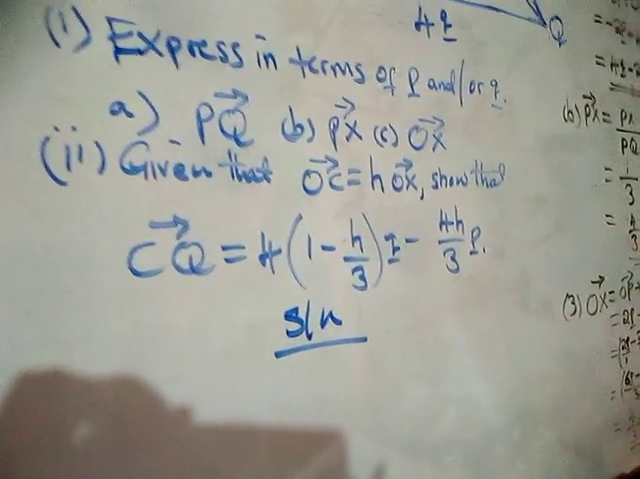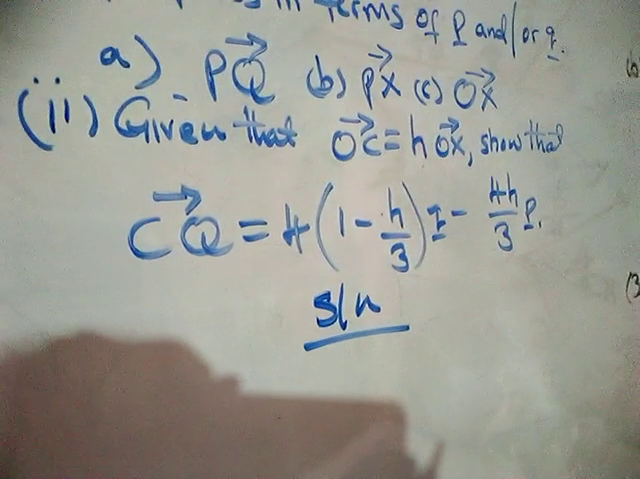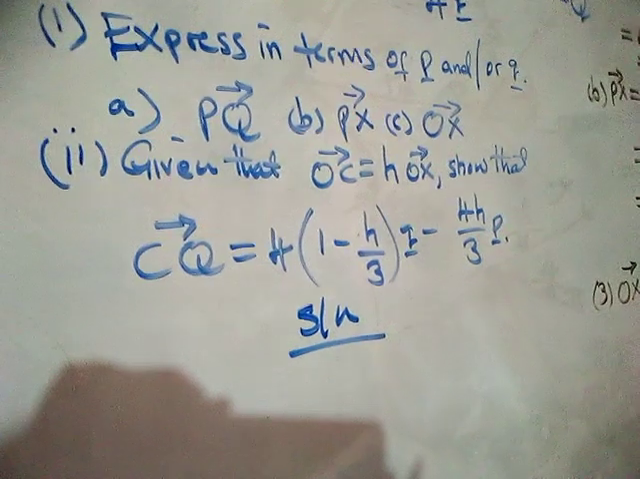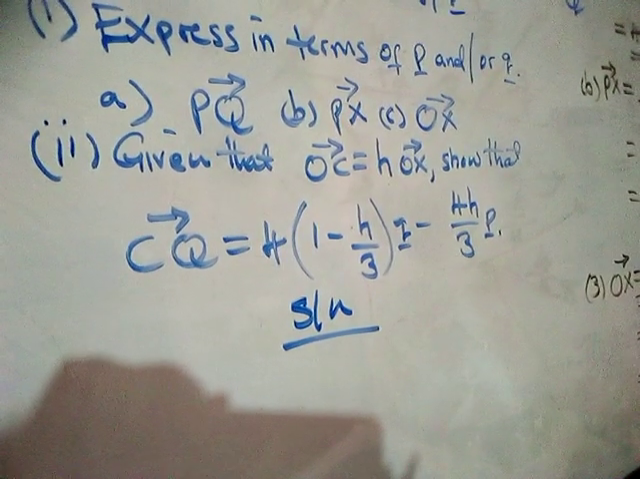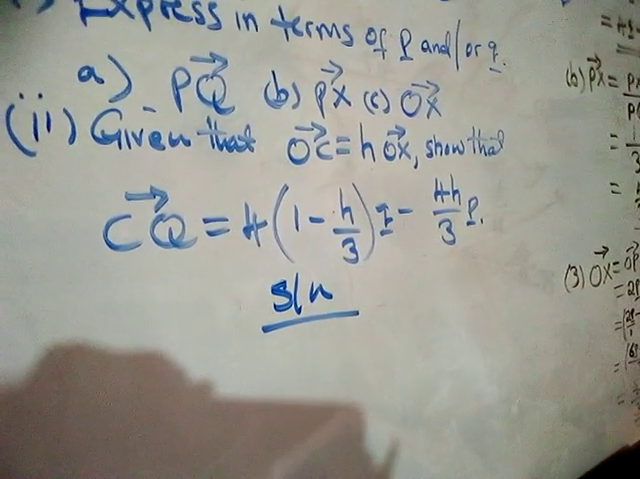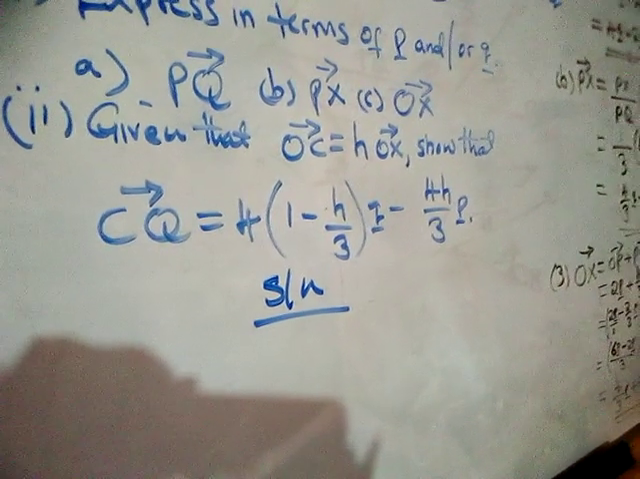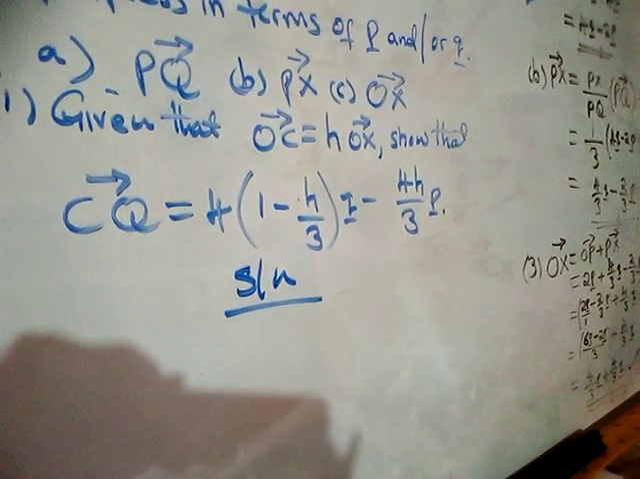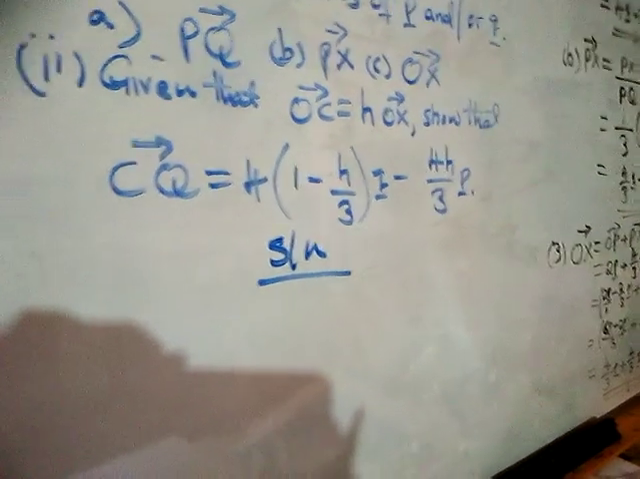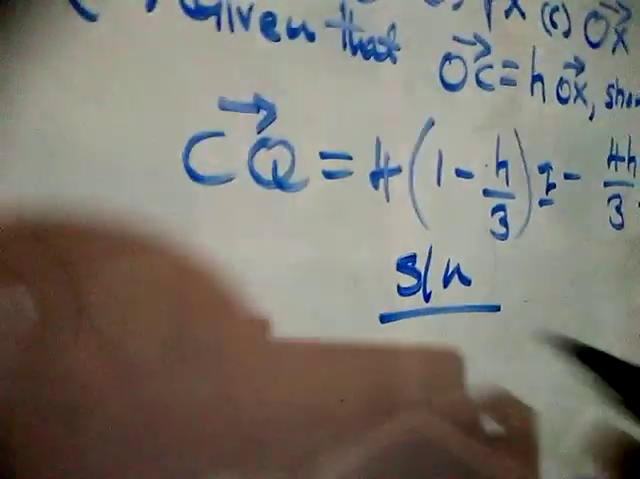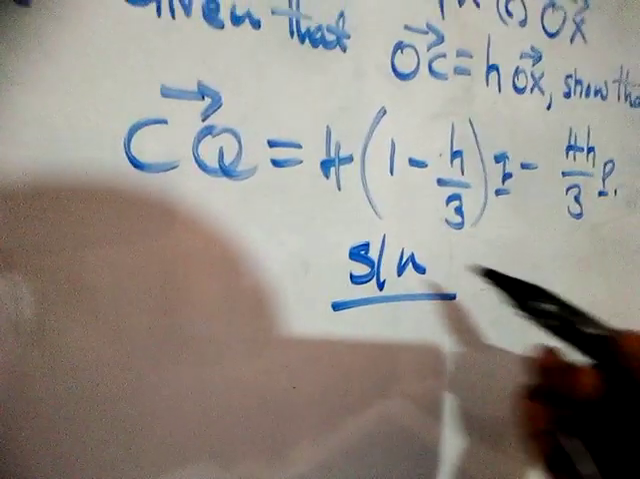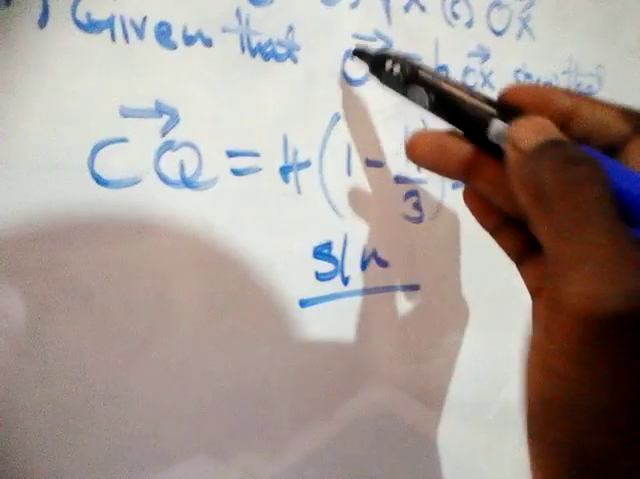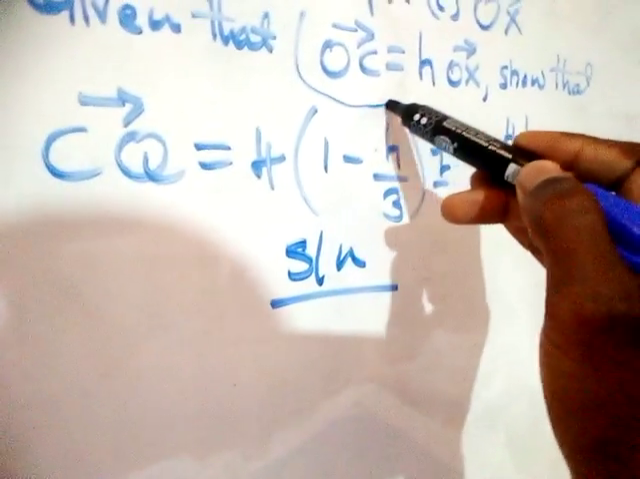Let's look at the last question. It says, given that vector OC equals h vector OX, show that vector CQ equals 4(1 minus h over 3) vector Q minus 4h over 3 vector P. So we're going to show. The answer is already here. We're just showing how they arrived at this particular vector using this very important point.